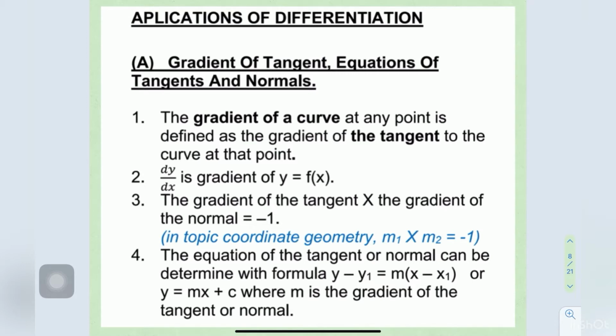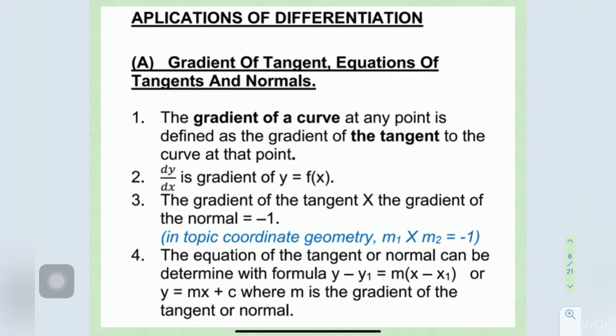Actually, the first one, we can use differentiation to find gradient. Previously in the topic of coordinate geometry, we learned to find gradient by using the formula m equals y2 minus y1 over x2 minus x1. That one is for a straight line.